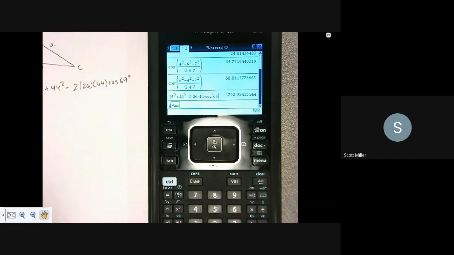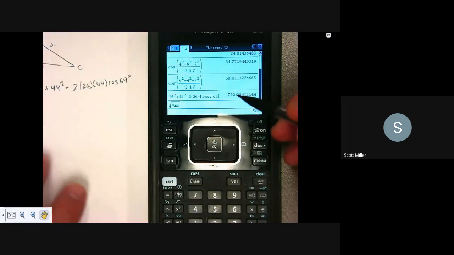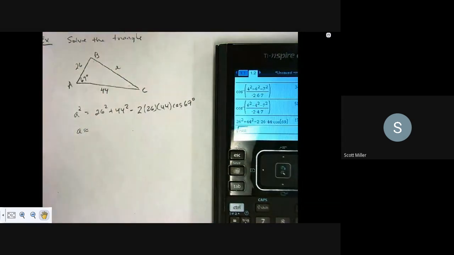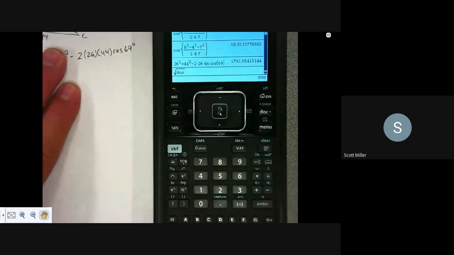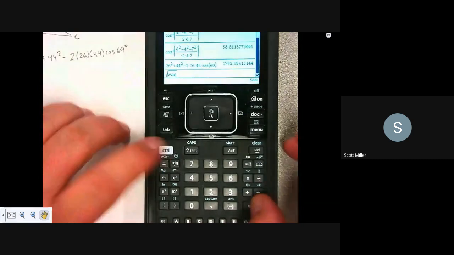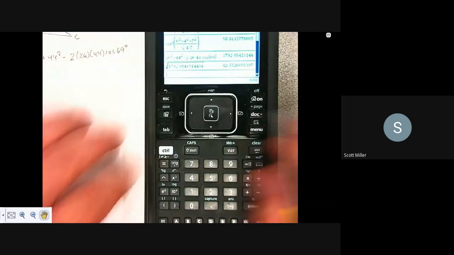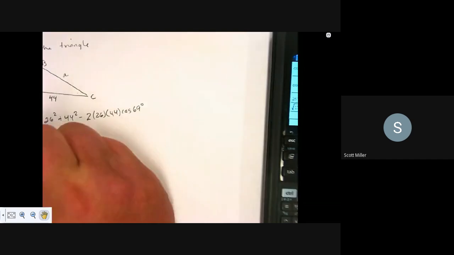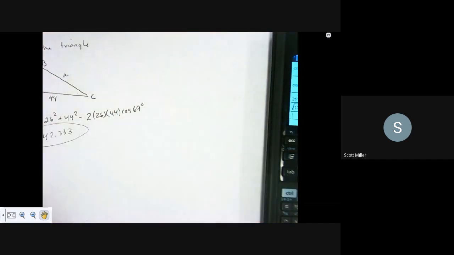Just be very careful. Make sure your numbers are reasonable. I knew that I made the mistake here because this number is so large, 1,792, when these other side lengths are these. We know something was wrong. So take the square root of that. A little bit more reasonable, 42.333. So there is A.